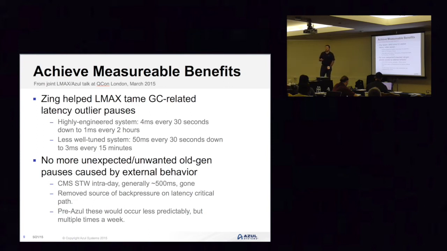They're very comfortable now running at very low latency throughout their trading days, with no extra pain for the people that used to have to figure out, well, what's happening in this GC log? Like, what's this spike? What's that mean? All the spikes are gone.